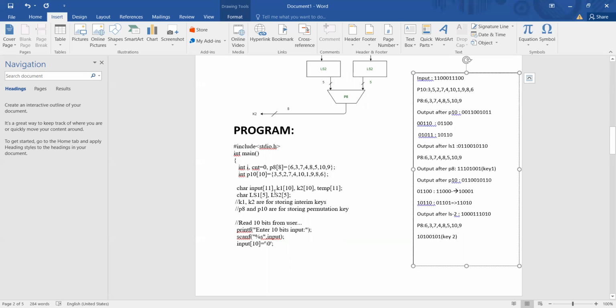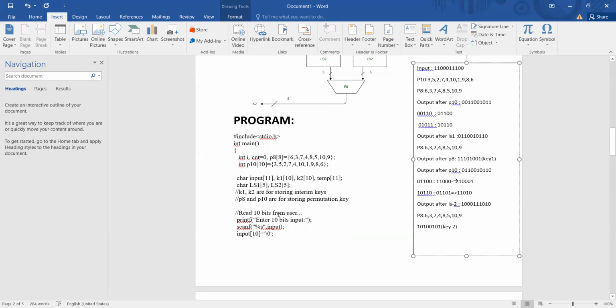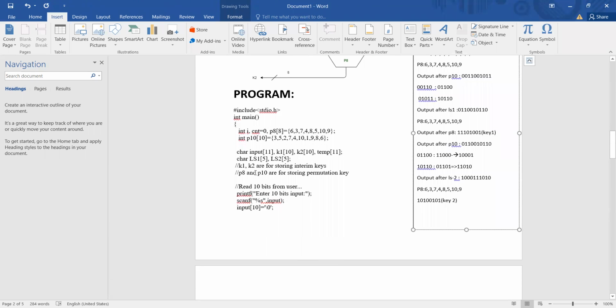And this is key 1, this is an array to store key 1, this is an array to store key 2, and this is for swapping, a temporary array which will be useful for our next steps. Now see, k1 and k2 are storing keys, and p8 and p10 are storing permutation keys.